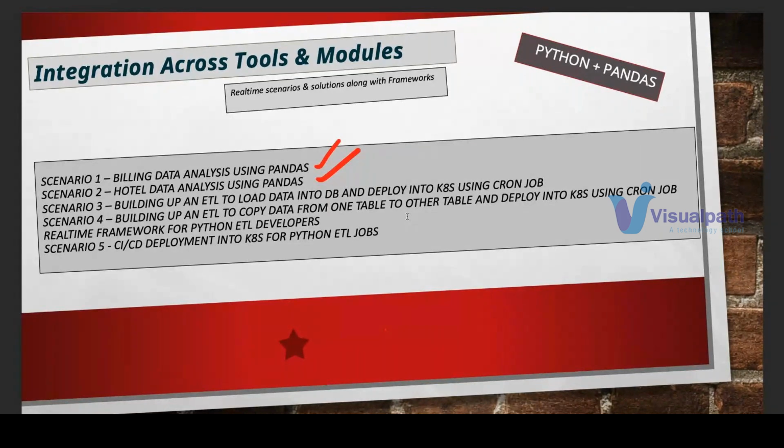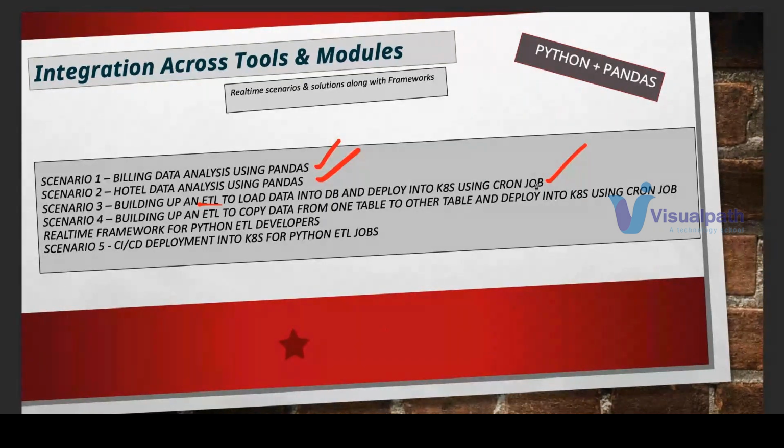For example, I placed a few things. Building up an ETL to load data into a database and deploy it into Kubernetes as a cron job. You are going to deploy a Python script into Kubernetes as a cron job. See, Kubernetes has another feature as a job. It can handle jobs also. That is what exactly we'll call an ETL. We are going to deploy a particular Python script as an ETL into Kubernetes. Very interesting one.